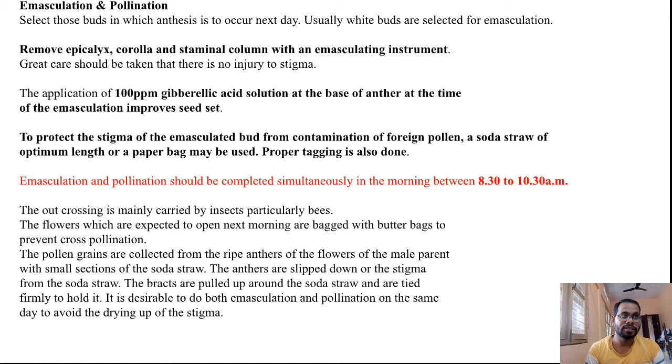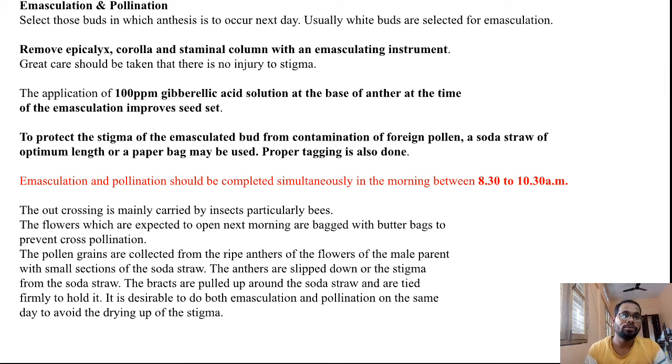For the emasculation, after we have removed the parts, what do we have to do? A straw, that is a soda straw, which is a tube-like structure, we have to put over the stigma. Or if you don't have a straw, then you can use a butter paper bag. Just put it over the emasculated flower, and then you have to tie it, or you can clip it also. So the emasculation process is completed.